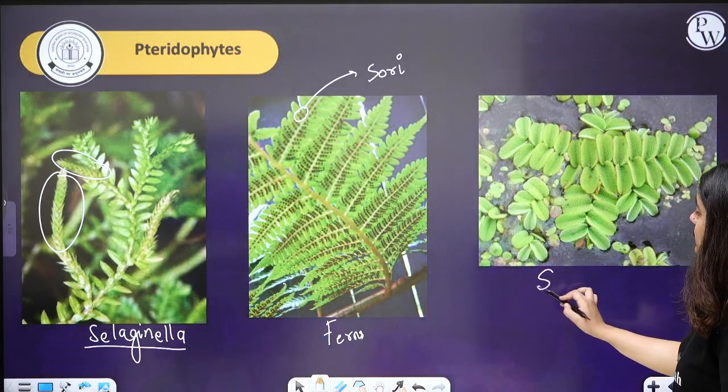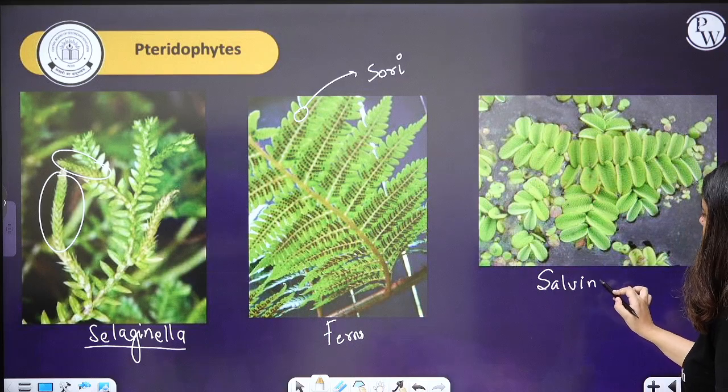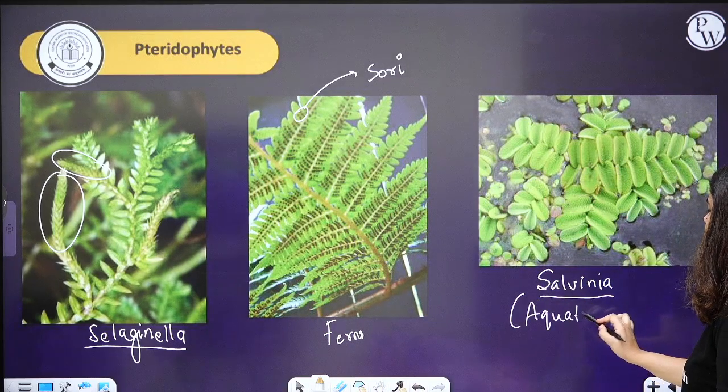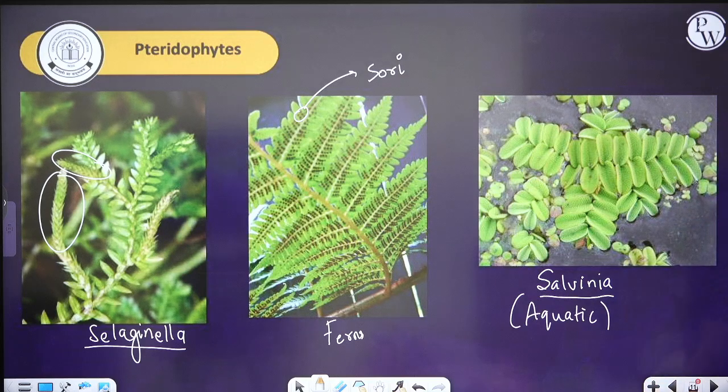This is Salvinia, an aquatic pteridophyte. Salvinia lives in water. Salvinia, aquatic. Okay?